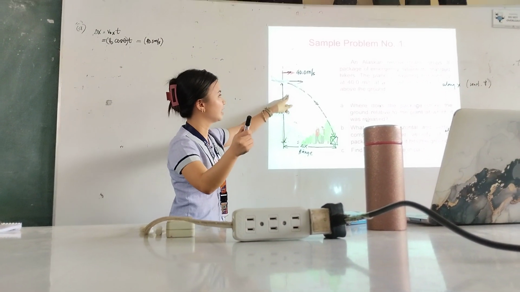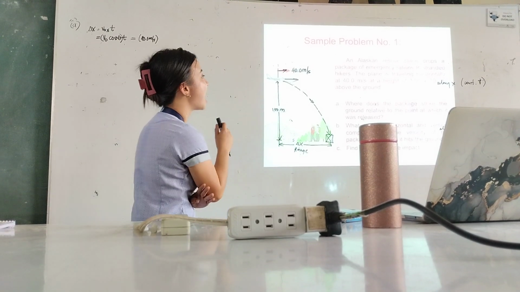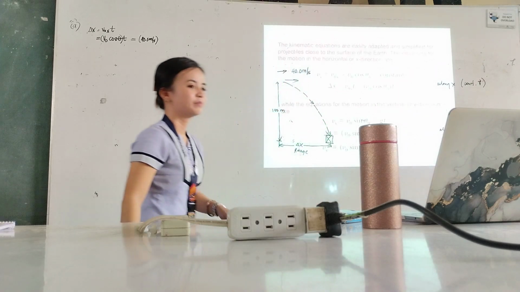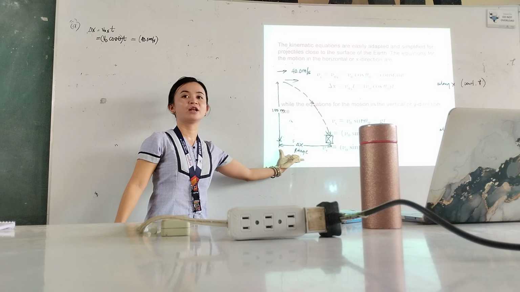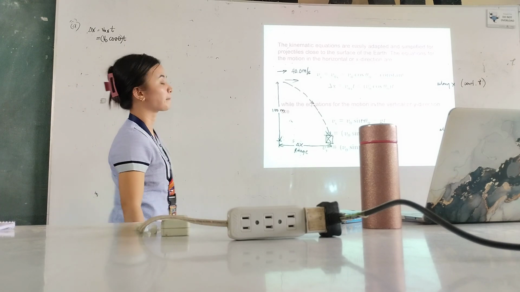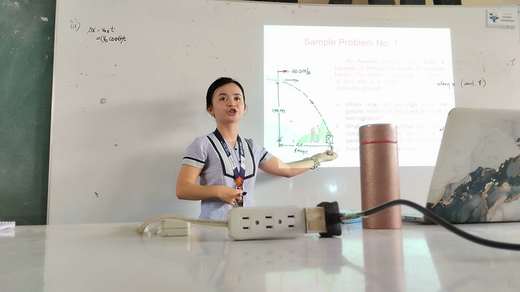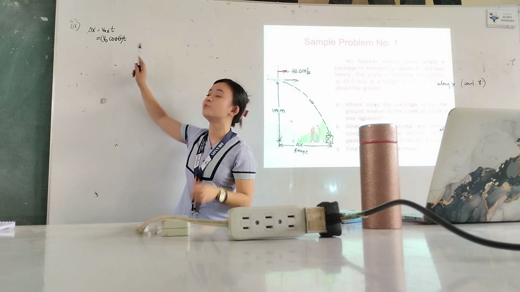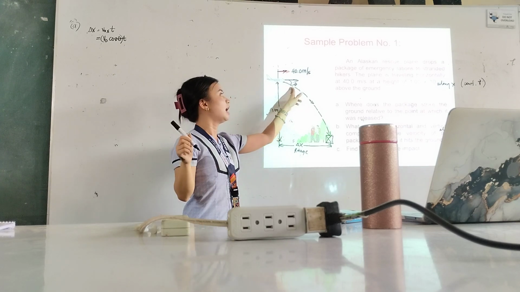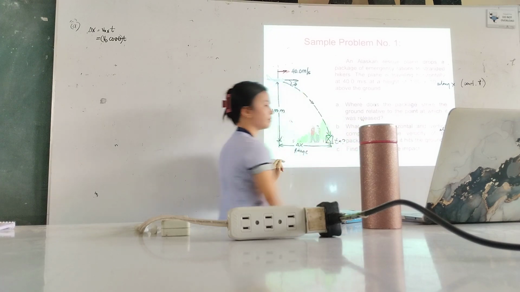Question: was an angle given? No. So we cannot use it yet. We have to find first the time when the package reaches the ground. If the angle were given, we could use it. But since the angle is not given, we have to find first the time when it reaches the ground. How?